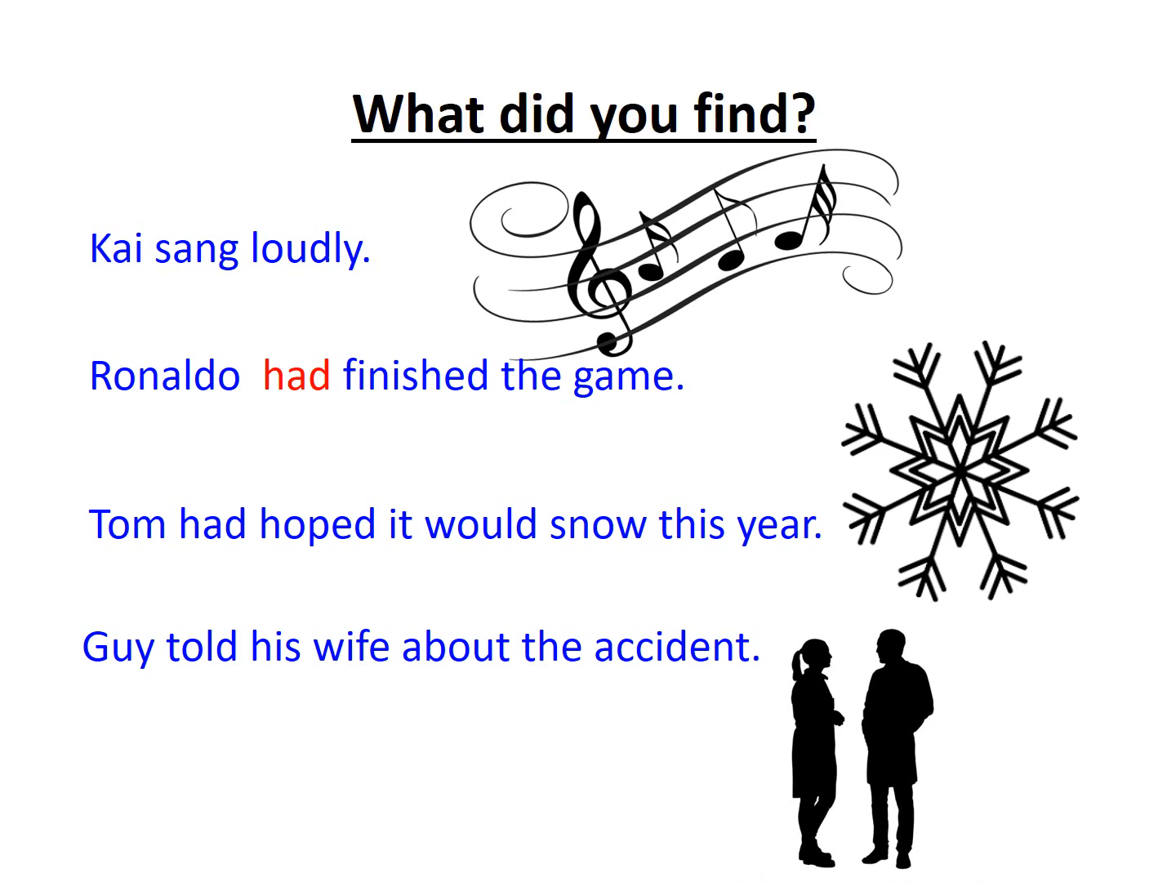So, how did you get on? What did you find? Kai sang loudly. That is a finite verb. He sang. There's only one verb in the sentence, so it's automatically finite. Ronaldo had finished the game. Finished is a non-finite verb, and this is the past participle. The auxiliary verb to have in its past tense is a finite verb.